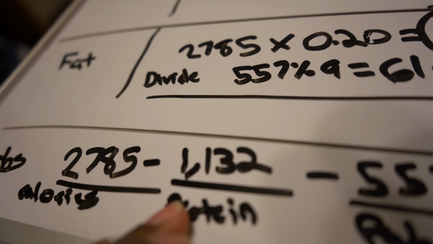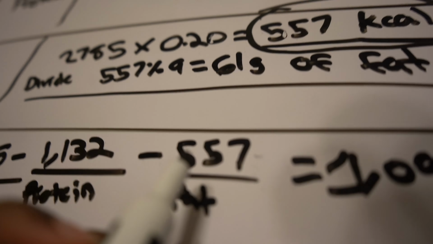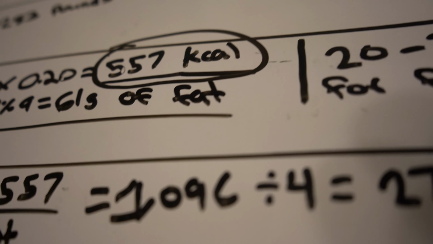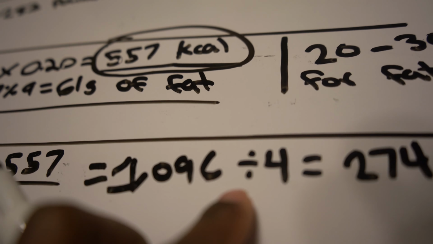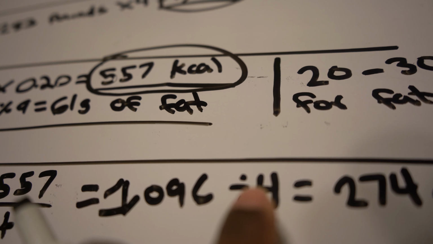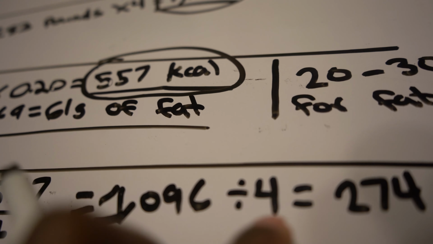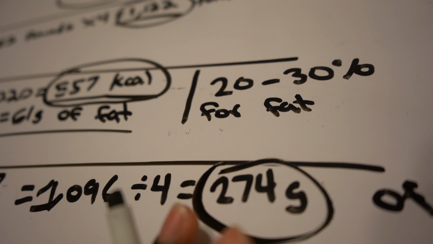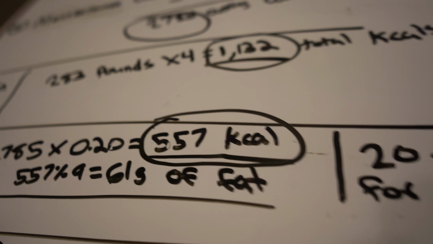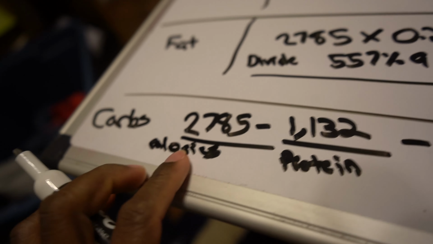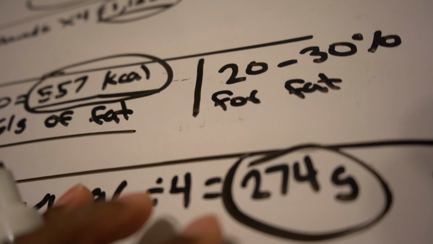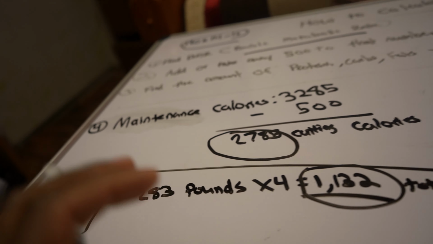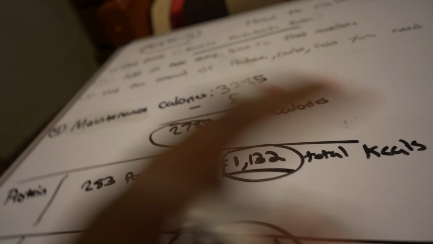2,785 minus the total calories of protein minus the total calories of fat equals 1,096. All right, then you're going to divide that by 4, because for every gram of carbs there's 4 calories. So you divide that by 4, and you get 274 grams of carbs. So his total calories for cutting are going to be 2,785, 274 grams of carbs, 61 grams of fat, and then 283 grams of protein. Those are his full macros for this.